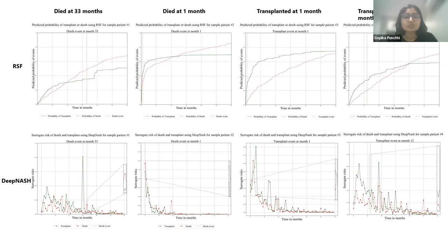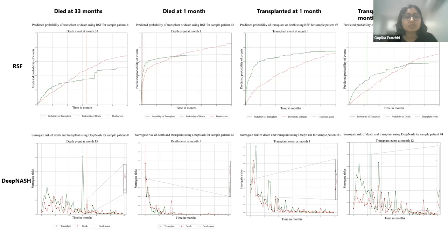We forecasted four patient trajectories on the waitlist for 60 months using data at time of waitlisting alone. In the top row, you can see that the RSF predictions for death and transplant are displayed. However, although we display the predictions of each event on the same graph, these risks can't actually be compared because they are constructed from two separate event-specific models.